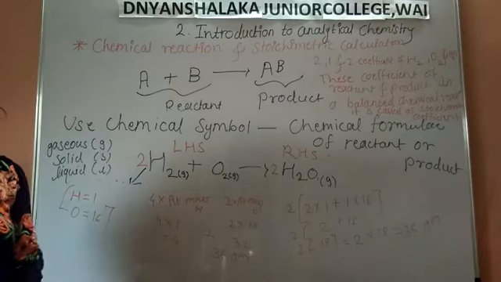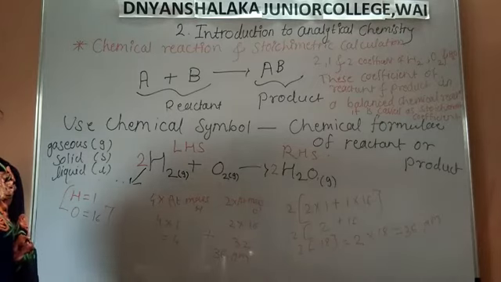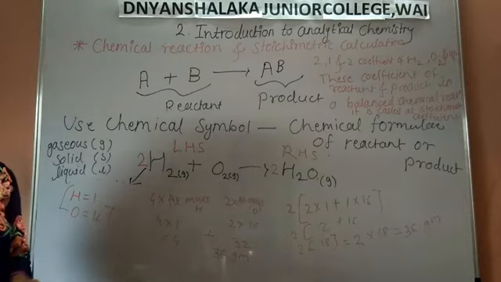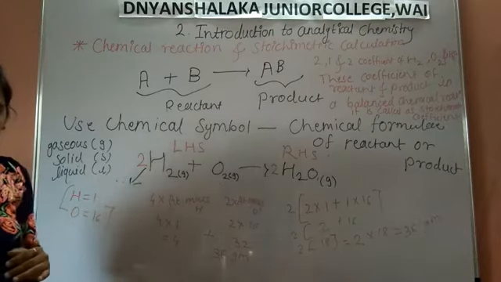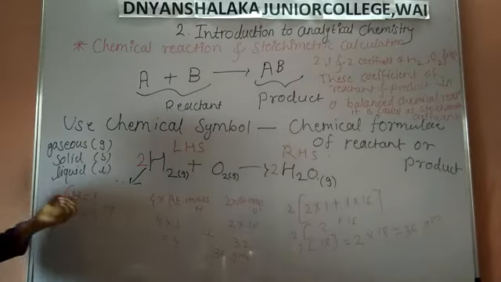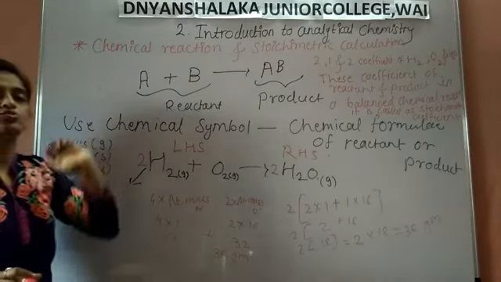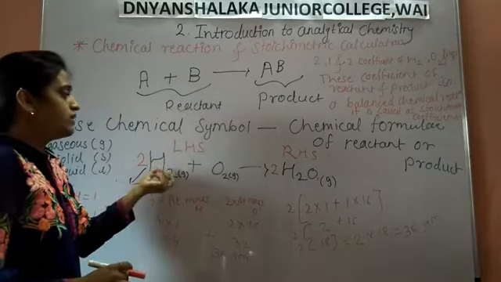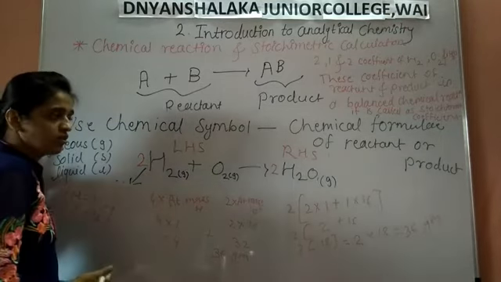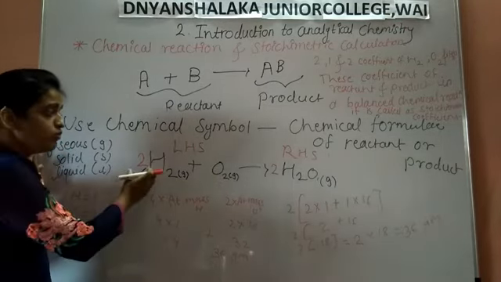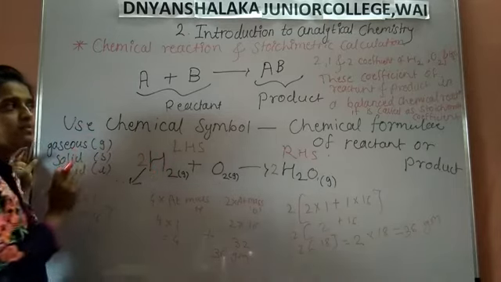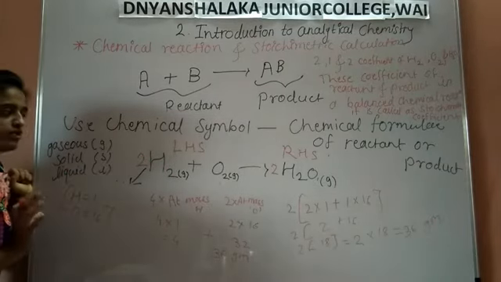And third, it indicates the relationship between volume of gases, reactant and product, at standard temperature and pressure. So next we see an example of stoichiometric coefficient. I hope you understand what a stoichiometric coefficient is: the number of moles we use for a balanced chemical equation. So this is called the stoichiometric coefficient.